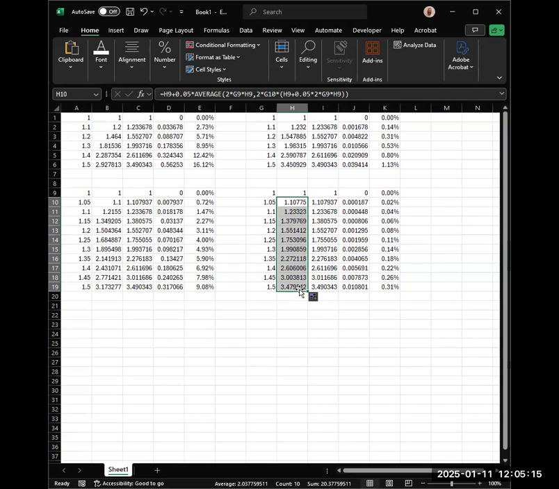3.4795 is our new estimate here, and compare that to 3.4903 for our actual value. We get an absolute error of 0.0108, a percent error of 0.31%. Now that is really good.